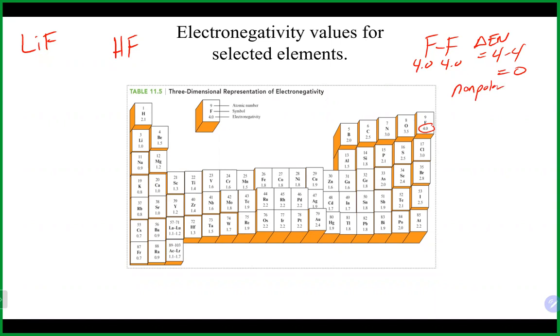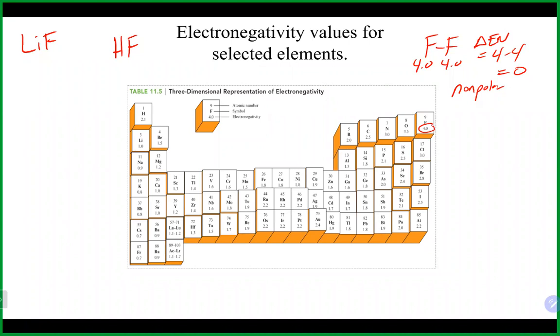When you do the difference in electronegativity and you actually get a difference of 0, sometimes people will call that a pure covalent bond. So a pure covalent bond is perfect equal sharing, with 0 difference in electronegativity value. It is still a nonpolar bond, but sometimes people will classify it that way because there's a 0 difference between them.